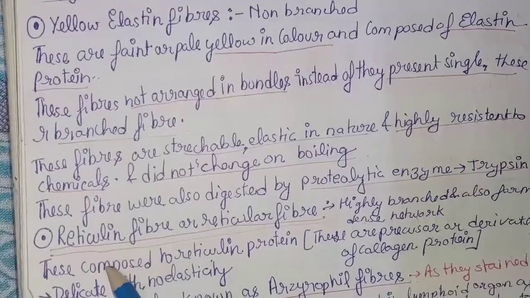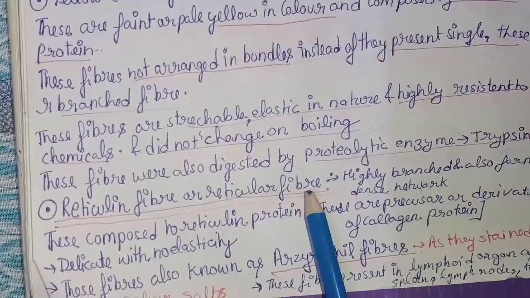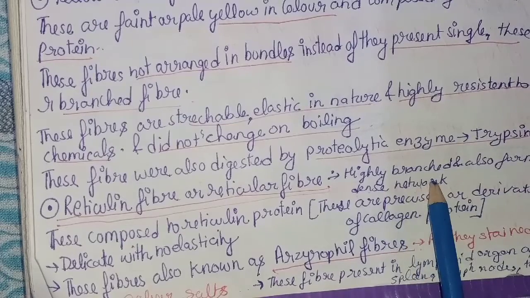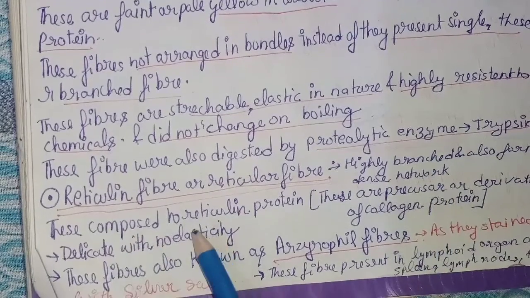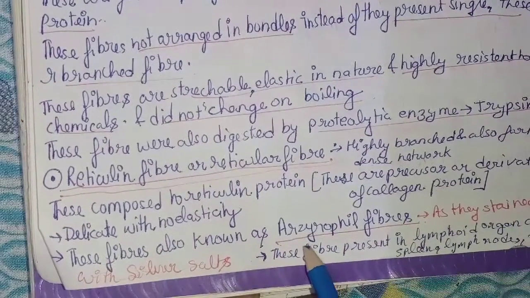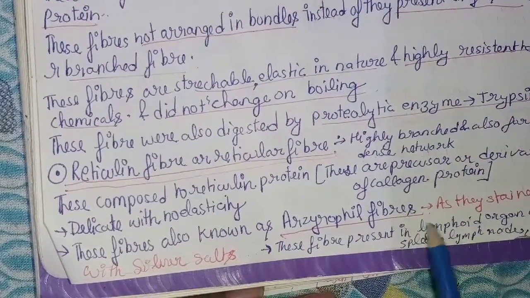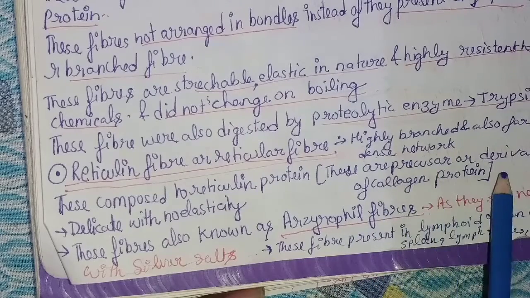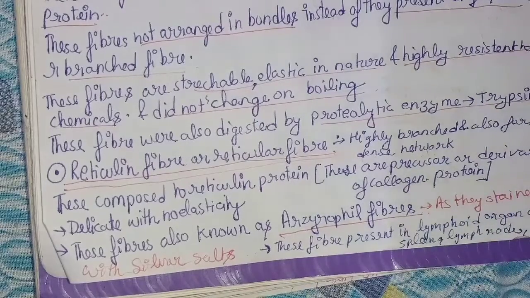Now coming to reticular fiber or reticulin fiber. They are highly branched and form a dense network. They are composed of reticulin protein. They are delicate with no elasticity. They are also called argyrophil fibers as they stain with silver salt. These fibers are present in lymphoid organs like spleen, lymph node, tonsil, and they are highly branched, and they are also called the precursor or derivative of the collagen protein.